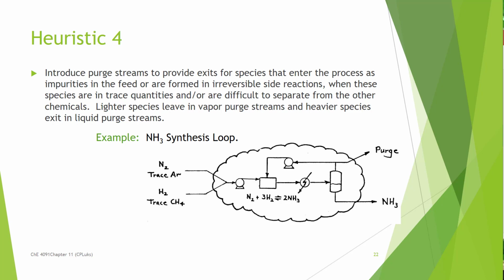Heuristic 4 says that you need to introduce a purge stream to provide exits for species that enter the process as impurities in the feed or are formed in irreversible side reactions. The rationale here is that you're bringing stuff in. You can't let it just build up in the system, so you have to have a purge stream. That purge stream will be a vapor phase if it's a lighter species and a liquid phase for the heavier species.